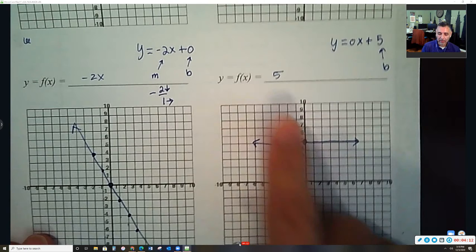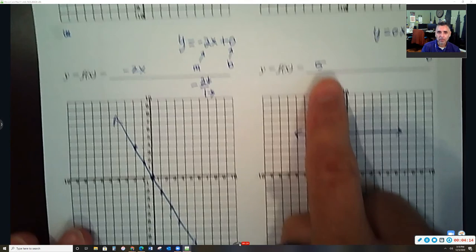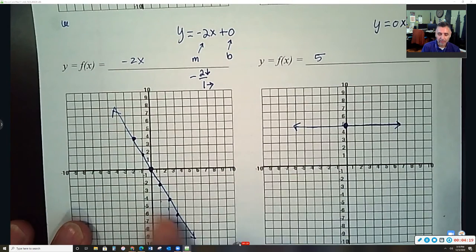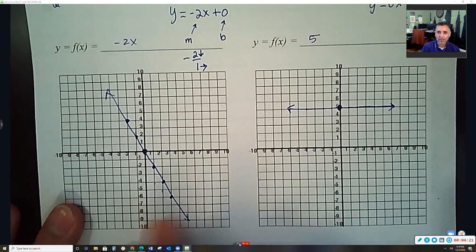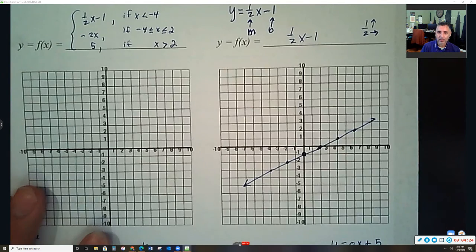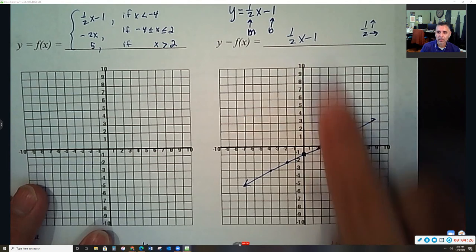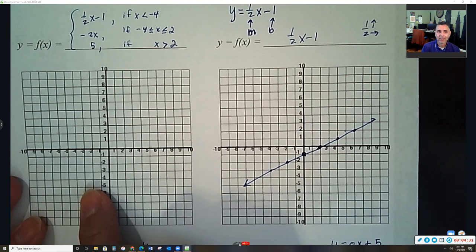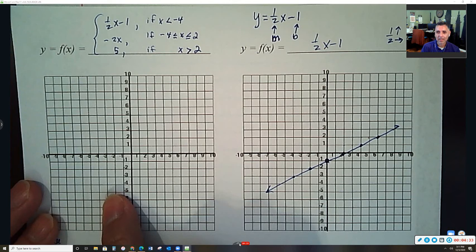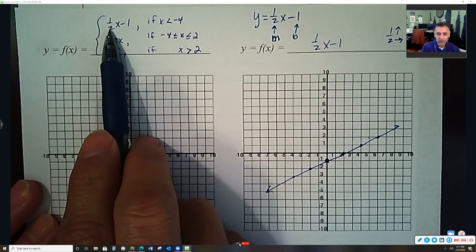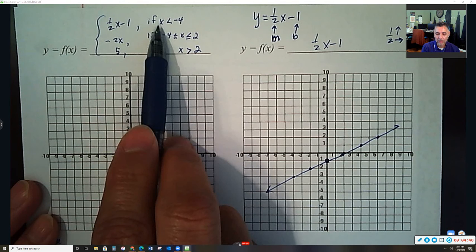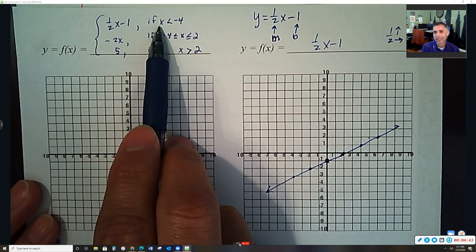So now that we graphed y equals 5, and it looks like this. Y equals -2x looks like this. And the other one was y equals 1/2 x minus 1. That one looks like this. I'm going to put them all together on this graph. So this one says use y equals 1/2 x minus 1 when, I know it says f, but I like to say when x is less than 4.